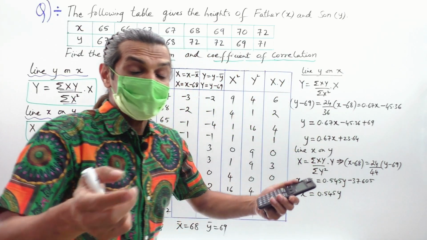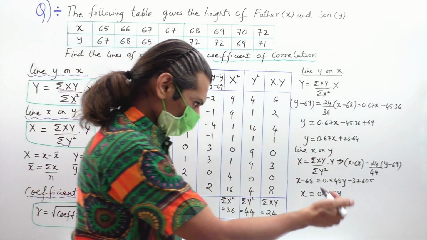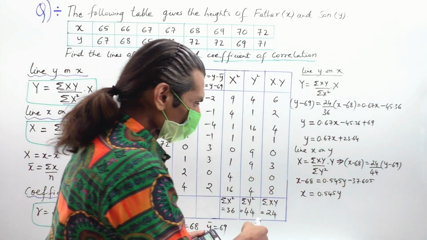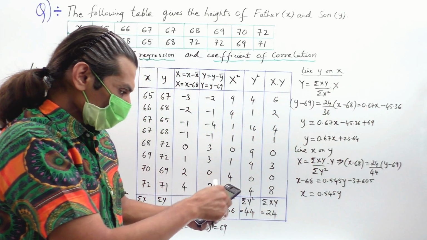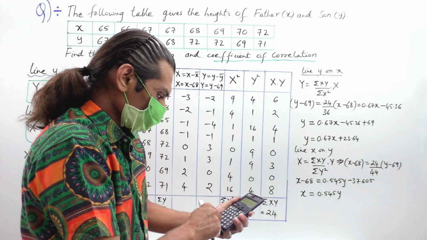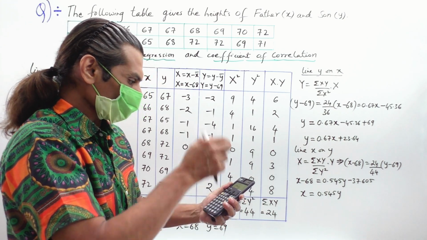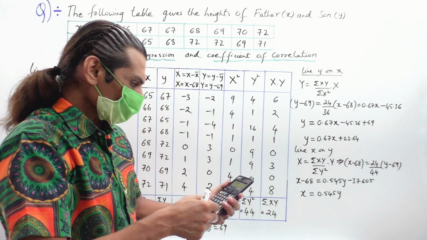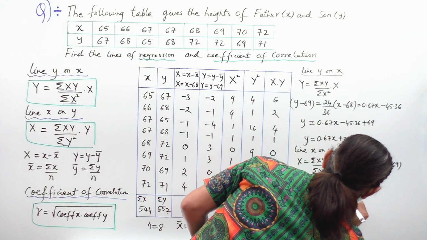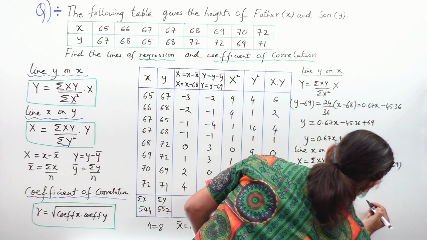0.545y. Line y on x means y is equal to mx plus c, line x on y means x is equal to my plus c. Okay. And here, again I take this side. So 68, we have 68 minus 37.605 is equal to 30.395. So plus 30.395, I take 30.4 approximately.